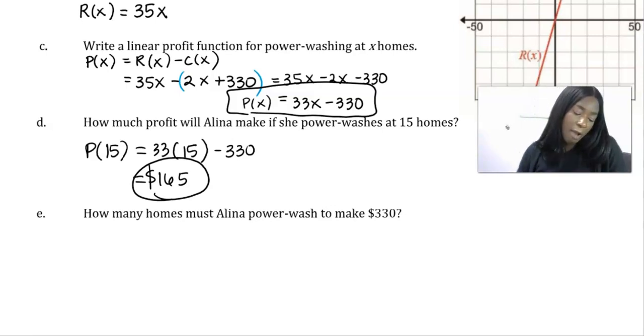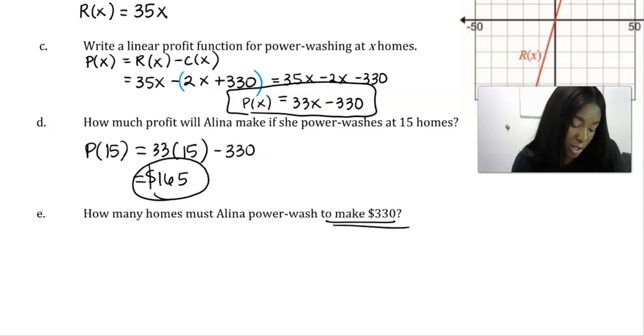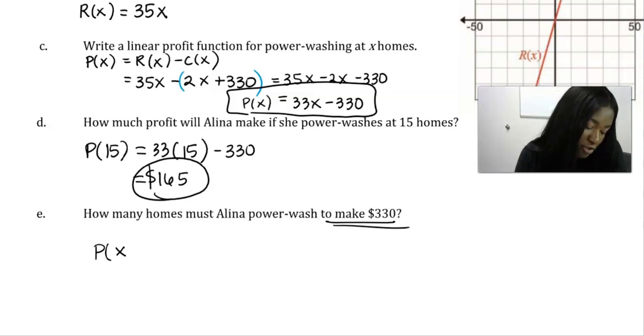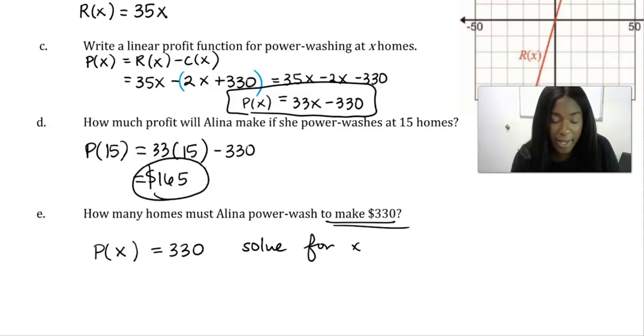How many homes must she power wash to make 330? That's a different question, right? We certainly do not need to be plugging 330 into either of these equations, because the 330 is how much she has made. To profit 330, I'm going to set the profit function equal to $330. And I want to solve for how many homes, and how many homes is represented by x.